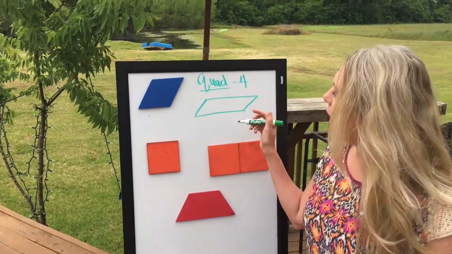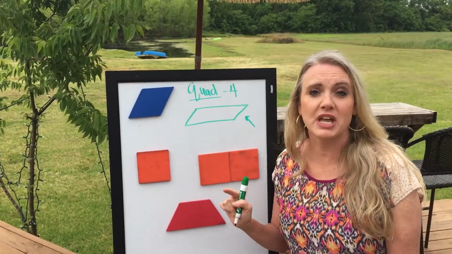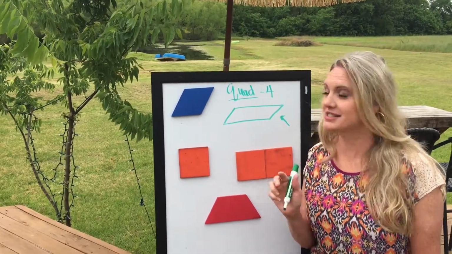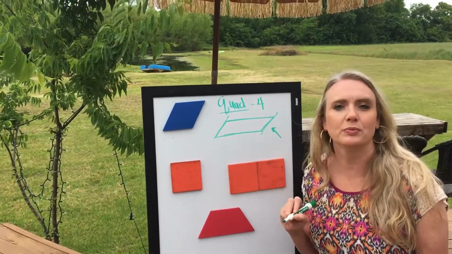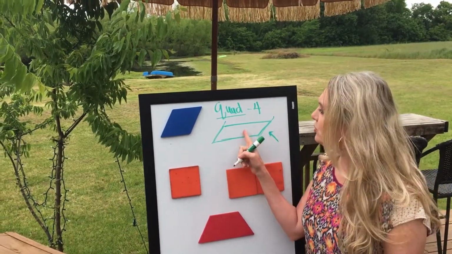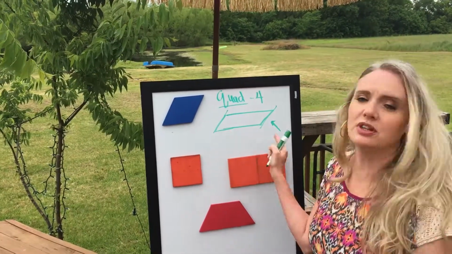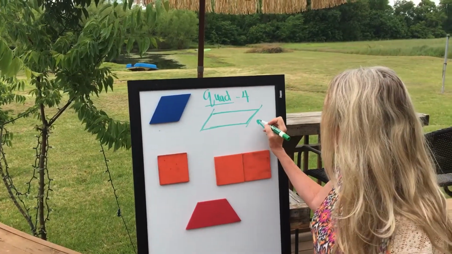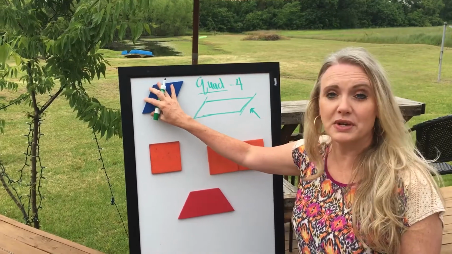Let's start with a parallelogram. Now, we know parallelograms have two pairs of parallel lines. Okay, they have one pair here and one pair here. We know that they have no right angles, and we know that two of the lines are long and two of them are short. So a parallelogram is like a rhombus.